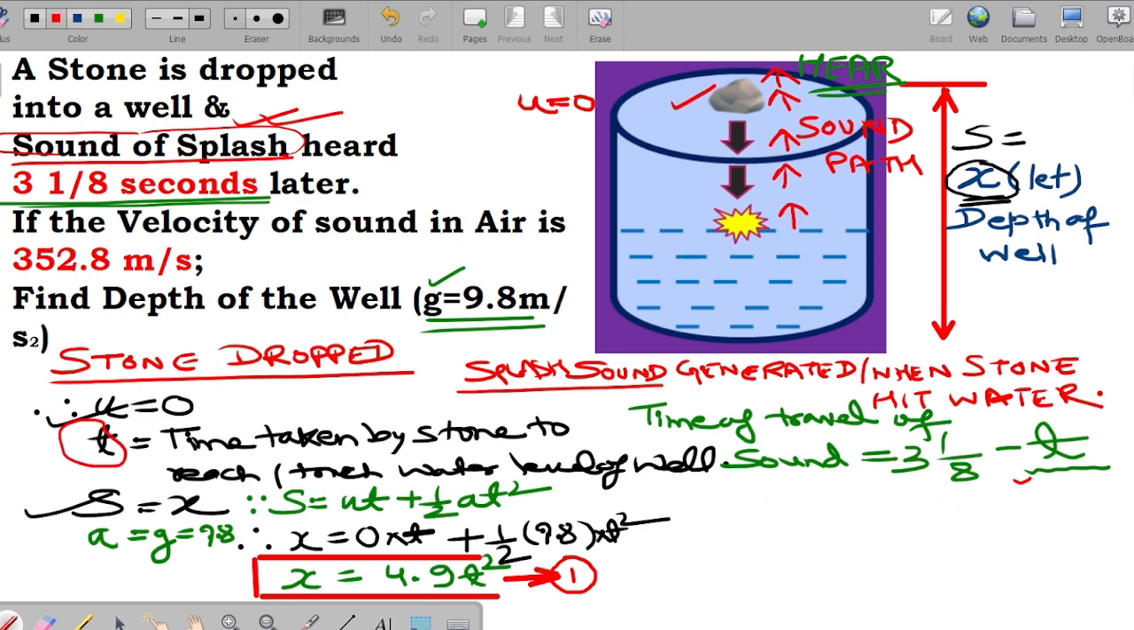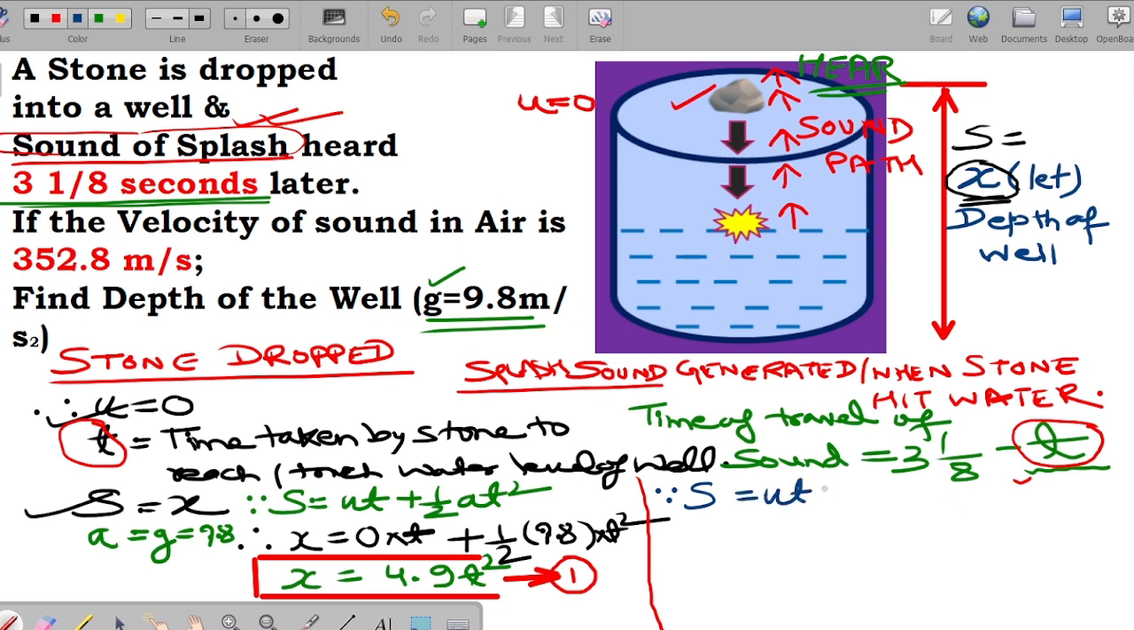And what is this t? This t is what we have already considered in the first part of the numerical, that is the time taken by the stone to reach the water level in the well, right? So it will be equal to 3 1 by 8 minus t, right? Now let us do one thing. We know that velocity equals displacement by time, right? So we can write s equal to u into t, right?